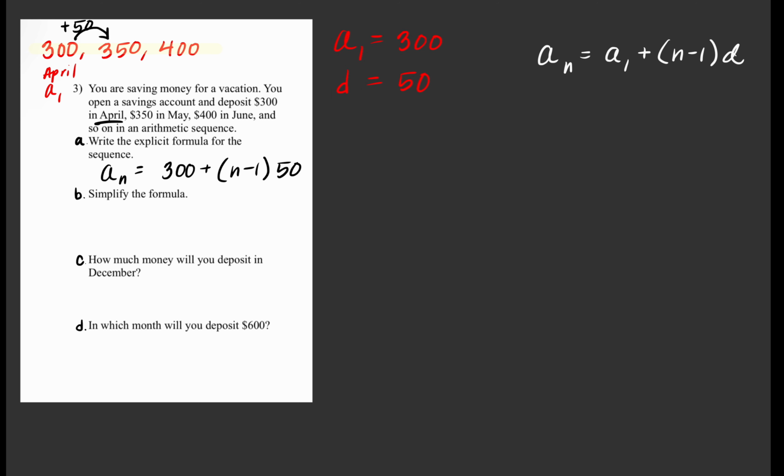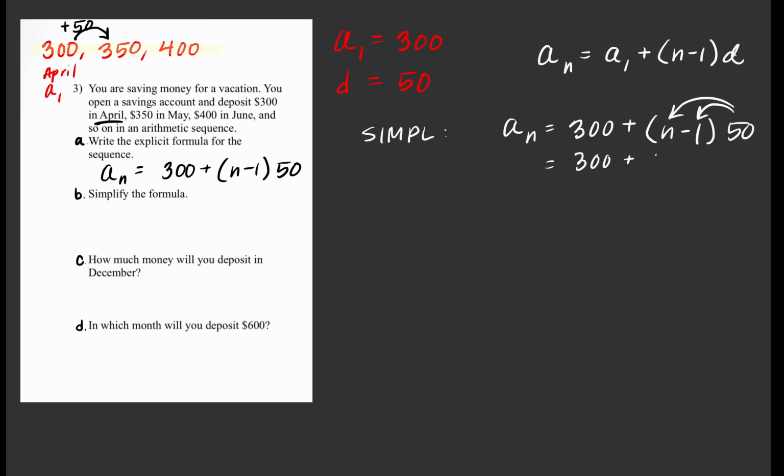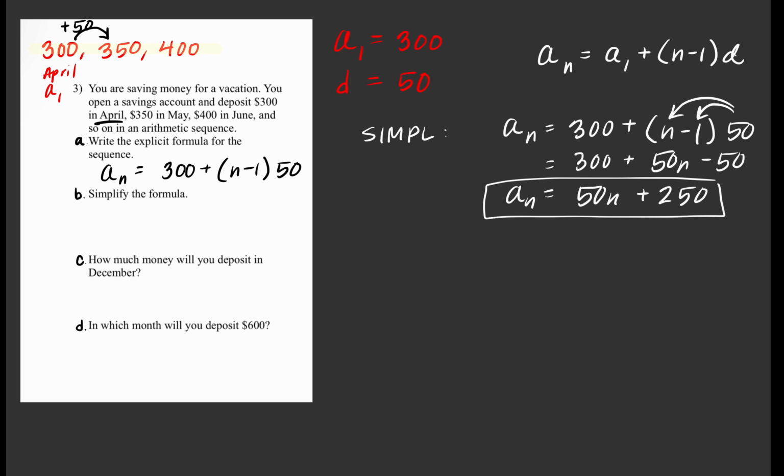To simplify, we take the original that we have, and we're going to distribute that 50 to the n minus 1. We get 300 plus 50n minus 50. Adding my like terms, I get 50n plus 250 for my a of n simplified. This is my explicit formula simplified. So I have a of n is equal to 50n plus 250.